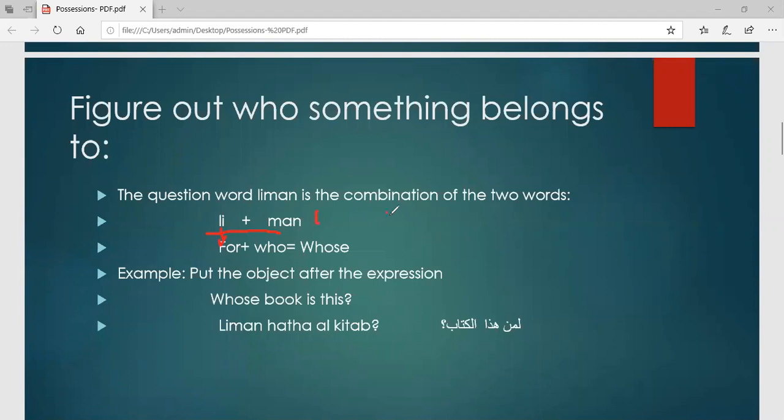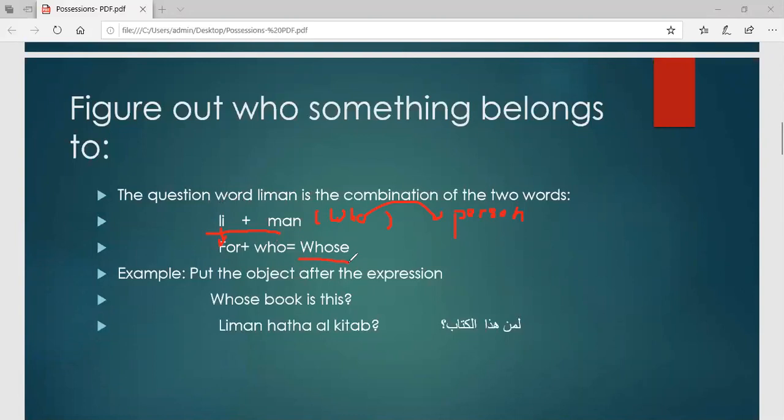Okay, we know that when we use man, which means who, you're asking about a person, okay? Always who, you don't use it to ask about things or animals, you're asking about a person. So the question word liman is the combination of the two words. Li is for, plus man is who. So it becomes for who. For who means whose. Okay, so if you want to figure out who something belongs to, you start with whose, which is liman.